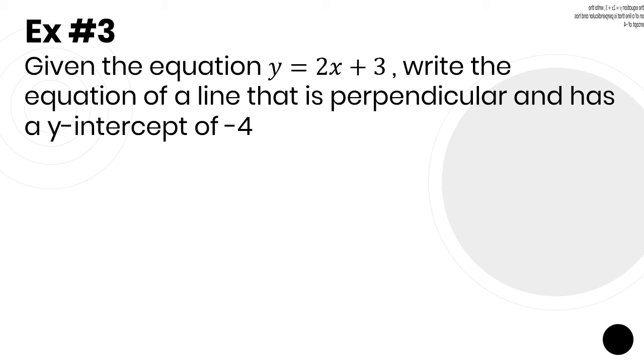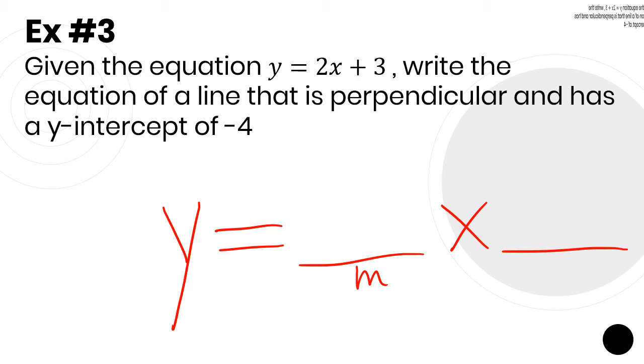Example 3. Similar. Given the equation y equals 2x plus 3, write the equation of a line that's perpendicular and has a y-intercept of -4. Start with our template, our m and our b. Let's start with our m.